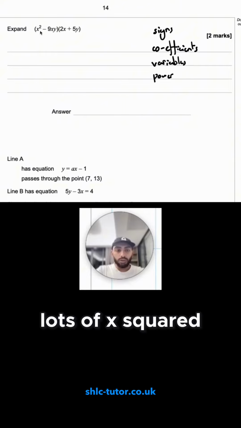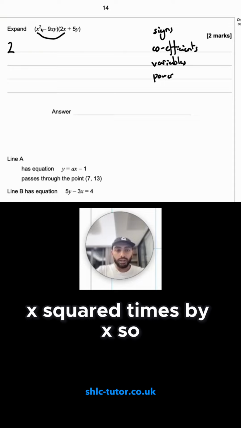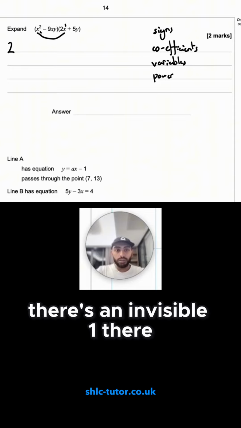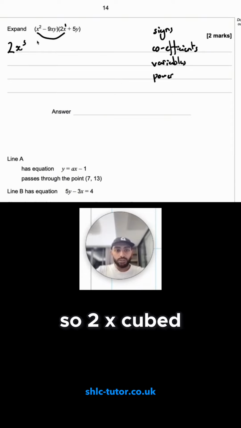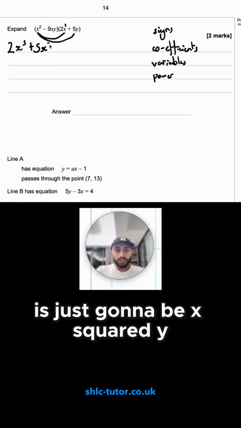So I've got 1 lot of x squared multiplied by 2x. 1 times 2 is 2. x squared times x. So whenever you're multiplying and you have the same base, you just add the powers. So there's an invisible 1 there. So 2 add 1 is 3. So 2x cubed. Then we've got x squared times 5y. 1 times 5 is 5. x squared times y is just going to be x squared y.